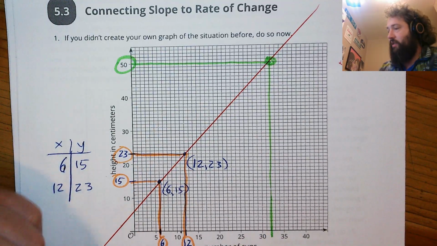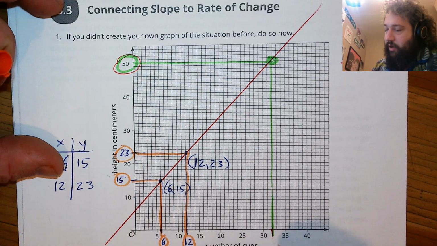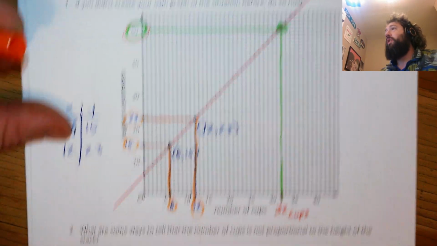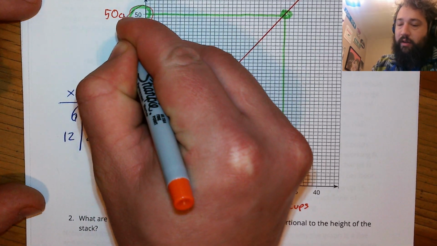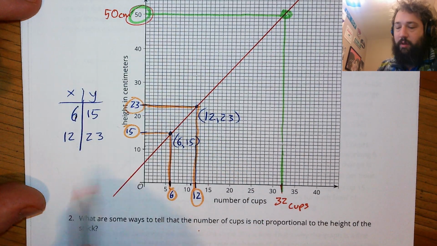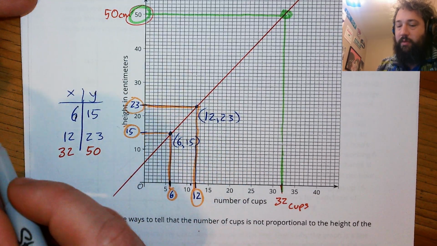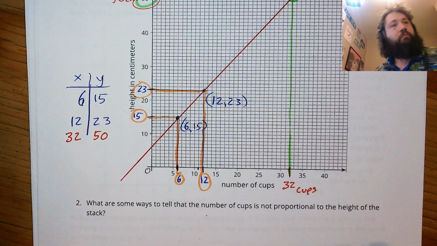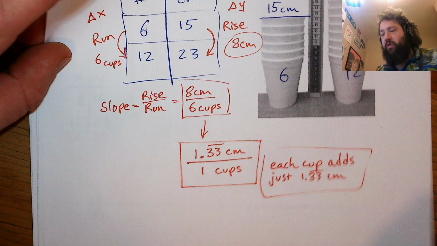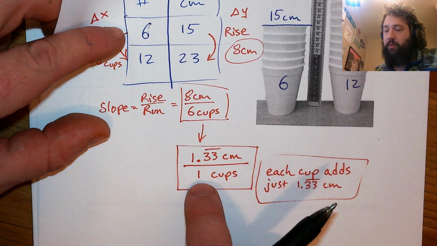So that's 2 past 30. So I would say 50 centimeters links up with 32 cups. And we could put this on my table here. So I say, hey, I think that 50 centimeters links up with 32 cups. Does that seem to have the same slope? Like on the other side, we found that our slope was, I think, 1.333 repeating centimeters per cup.